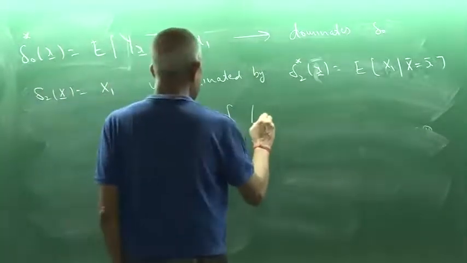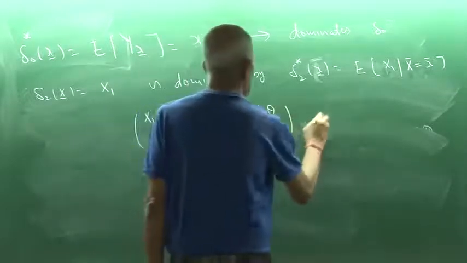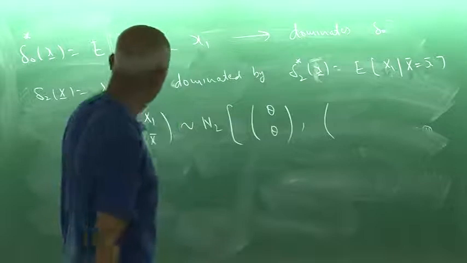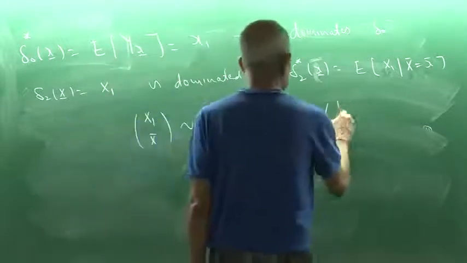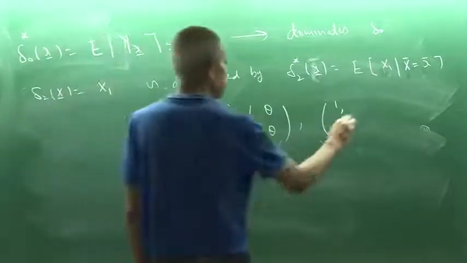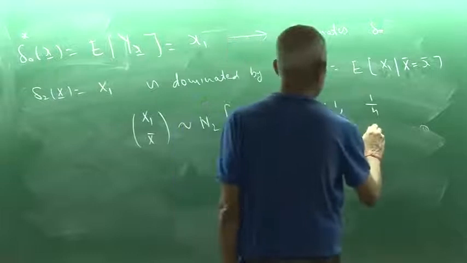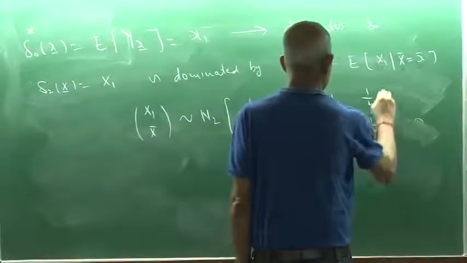What is the mean of x1? Theta. What is the mean of x bar? Theta. What is the variance of x1? 1. What is the covariance between x1 and x bar? 1 by n. What is the variance of x bar? Sigma square by n, which is 1 by n.